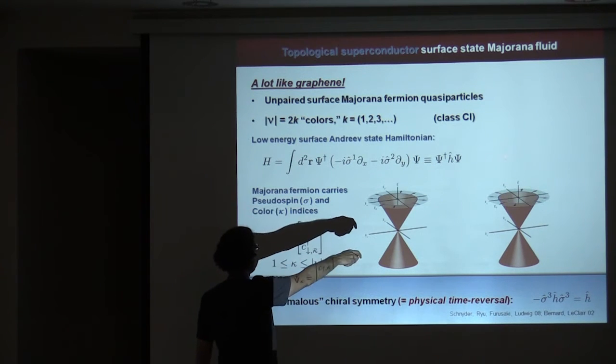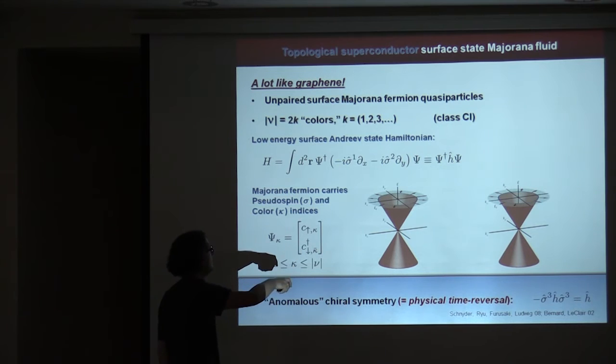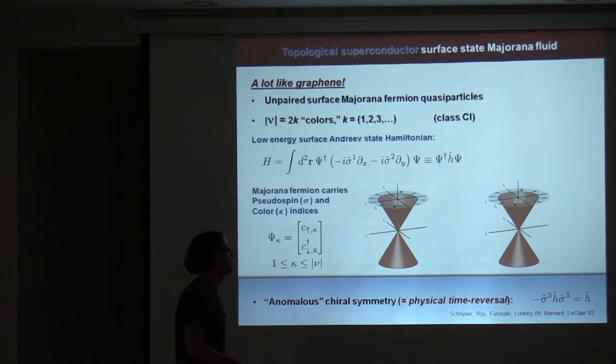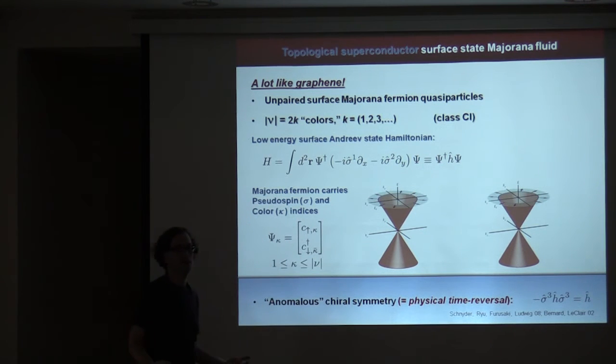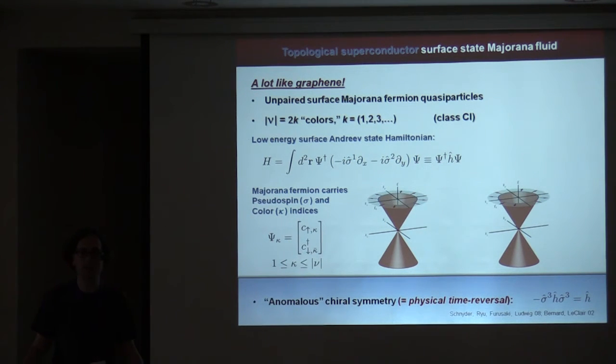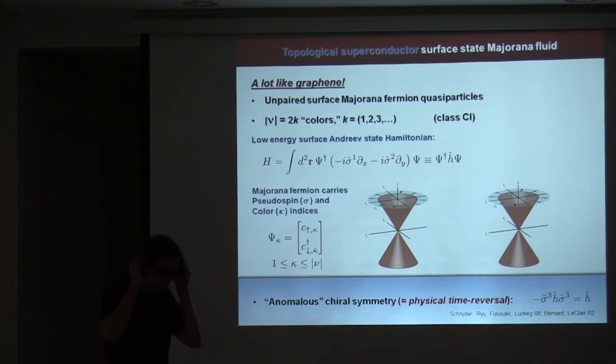So the point is that the Hamiltonian for my surface fluid just looks like this. It looks like graphene, but I'm hiding one detail, which is that there's an additional index on the psi, which is a valley index, or I'm going to call it a color index. And the way this works, at least for these simple models that we can write down, is that the number of colors, the number of species of Majorana fermions that you get at your surface, is just equal to the modulus of the bulk winding number.